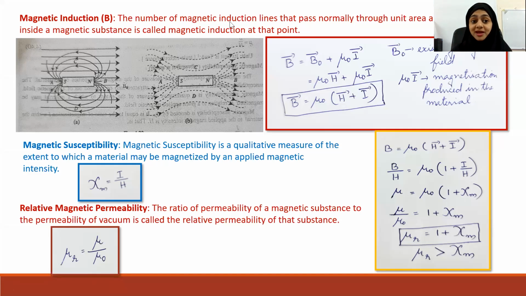So the total magnetic field will be equal to the existing magnetic field plus the magnetic field due to the magnetization. So magnetic induction means the number of induction lines or magnetic field lines that pass normally through unit area around a point inside a magnetic substance. That is called magnetic induction. So that is more than what was actually existing. So more field lines.